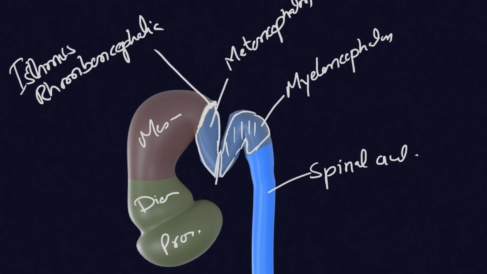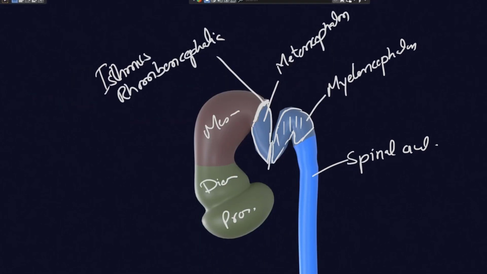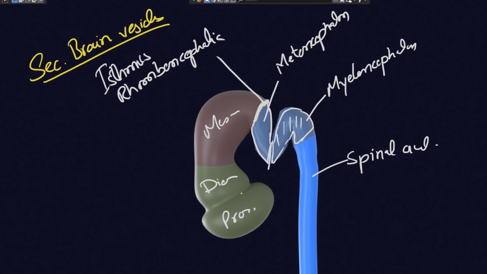Now let me briefly tell you what structures will be formed by these secondary brain swellings, and now they are termed as secondary brain vesicles. So all these are now secondary brain vesicles. How many are these? Prosencephalon 1, Diencephalon 2, Mesencephalon 3, 4 is Metencephalon, 5th is Myelencephalon. So we have 5 brain vesicles, and overall the neural tube is divided into 6 parts, and the 6th part is the primitive spinal cord.